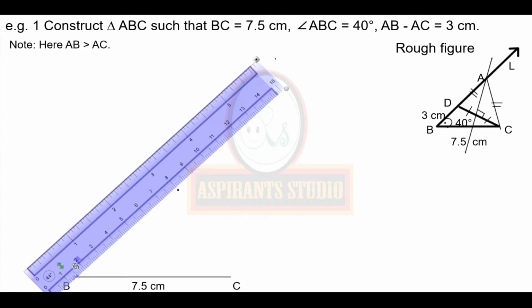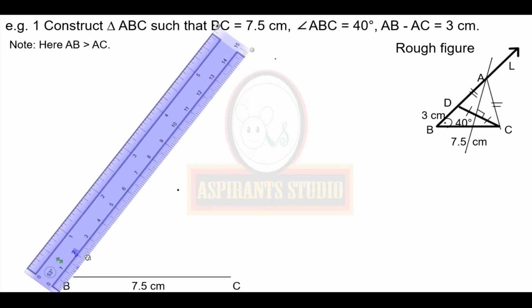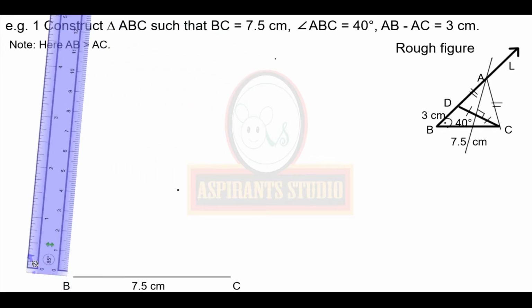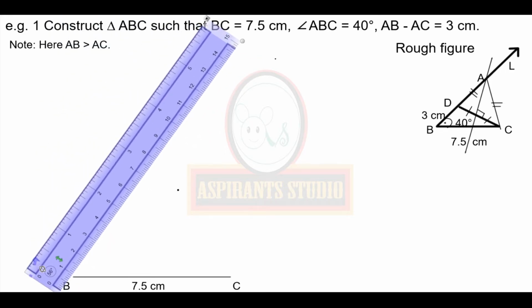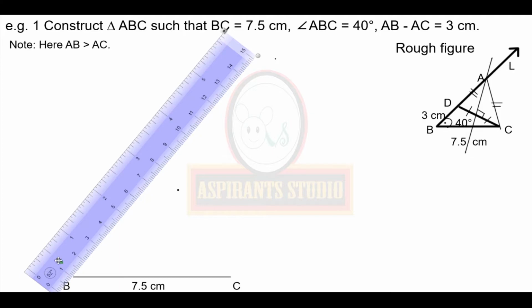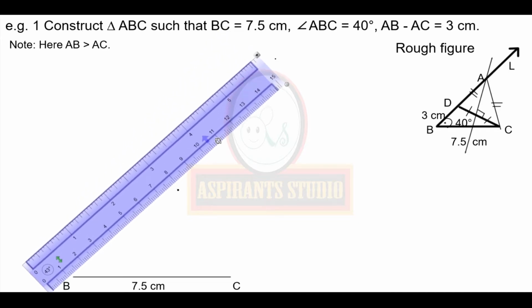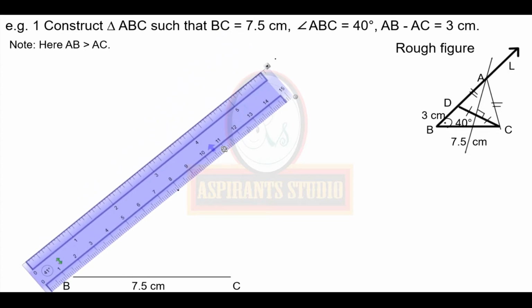Point A is on the perpendicular bisector of segment DC because of the perpendicular bisector theorem. We are getting AD is equal to AC. Therefore, point A is on the perpendicular bisector of segment DC. Therefore, point A is the intersection of ray BL and the perpendicular bisector of segment DC. This is the explanation of this.